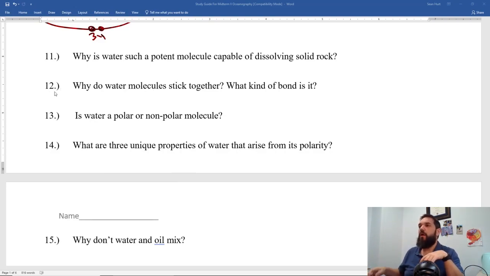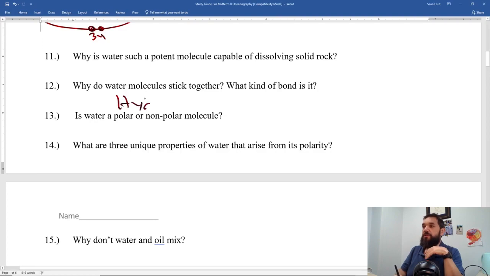Okay, number 12, why do water molecules stick together? What kind of bond is it? So, of course, the H2O molecule in itself, one molecule, is bonded together by covalent bonds between the oxygen and hydrogen. However, there are also bonds called intermolecular bonds that bond together the different water molecules. Different water molecules are bonded together by hydrogen bonds, okay? So these are called hydrogen bonds. That's really important. That's going to be on the test big time.